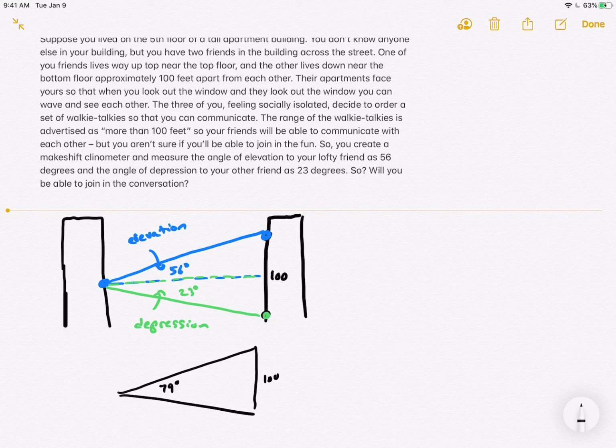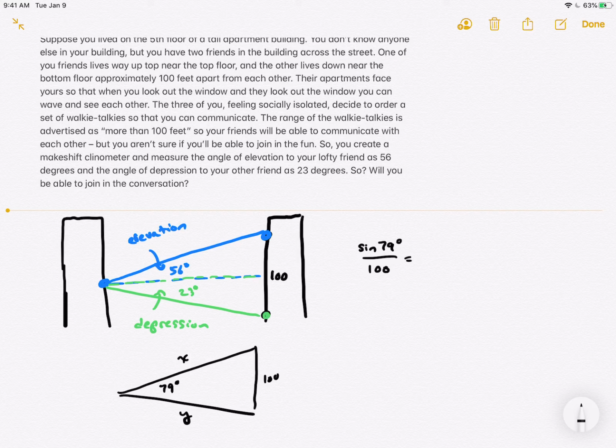So when I draw it like that, it actually doesn't seem like I have enough information to solve the triangle. I have enough information to write an angle-side pair ratio, like you would need in the law of sines, sine of 79 over 100, but it doesn't appear that I have either of the missing angles or either of the missing sides. And the missing sides, let's just call them x and y, are precisely what I need to know, what I'm asked to find. Am I able to join in the conversation?